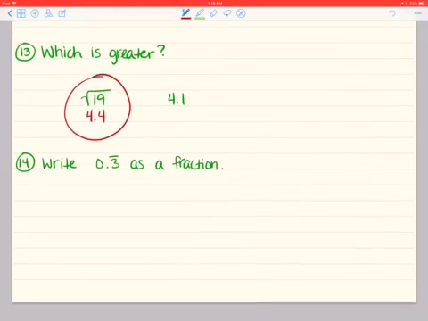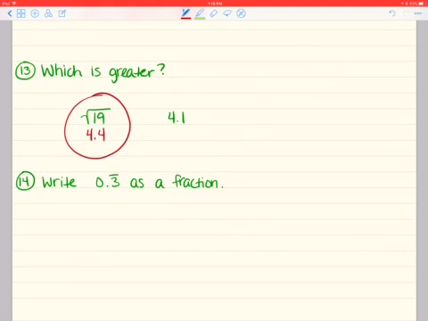Okay, number 14, write 0.3 repeating as a fraction. So remember, the 3 is repeating, so that's going to be our numerator. And then since it's the only thing that's repeating, we're going to take the place value it goes out to. So it goes out to the tenths, and we need to subtract 1. 10 minus 1 is 9. And then if you can simplify, simplify. So I'm going to divide these by 3, and you'll get 1/3.